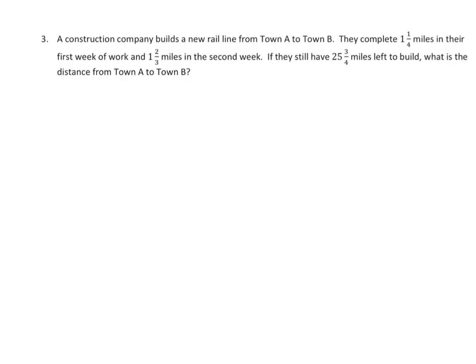A construction company buys a new rail line from town A to town B. They complete 1 1/4 miles in their first week of work and 1 2/3 miles in their second week. They still have 25 3/4 miles left to build. What is the distance between town A and town B? Well, we don't know the whole in this case because the whole is the distance between town A and town B. So we'll make our tape diagram.